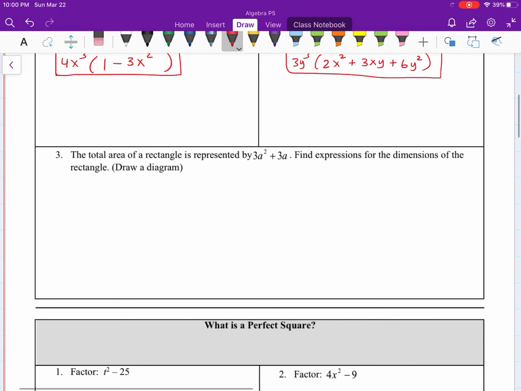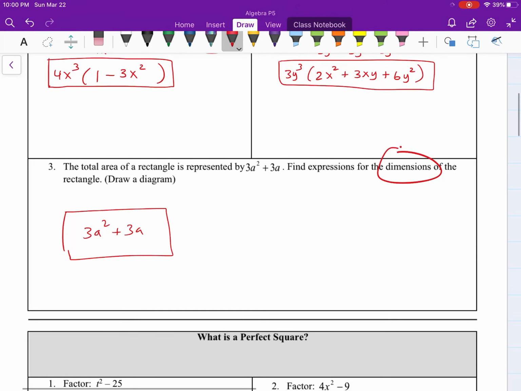In this last question here, there's a rectangle, and it has an area of 3a squared plus 3a. And it says find the dimensions. So the dimensions just means what's the length and what's the width. So I want to know how long is that side and how long is that side. One way to do that is to factor.